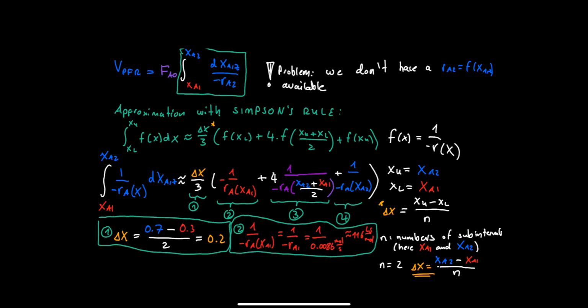And I will continue with the fourth term because it's quite similar to the second term. So 1 divided by negative Ra as a function of the conversion A2 is actually 1 divided by Ra2, which again is given by the task. So 1 divided by 0.0035 mole per liter second. And this is around 285 liter second per mole.